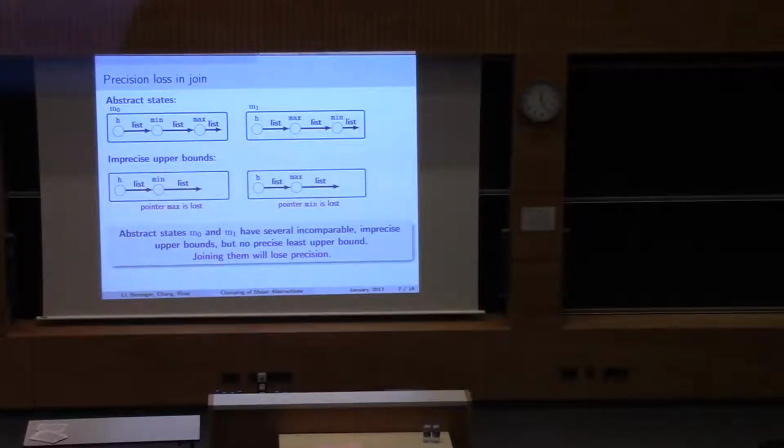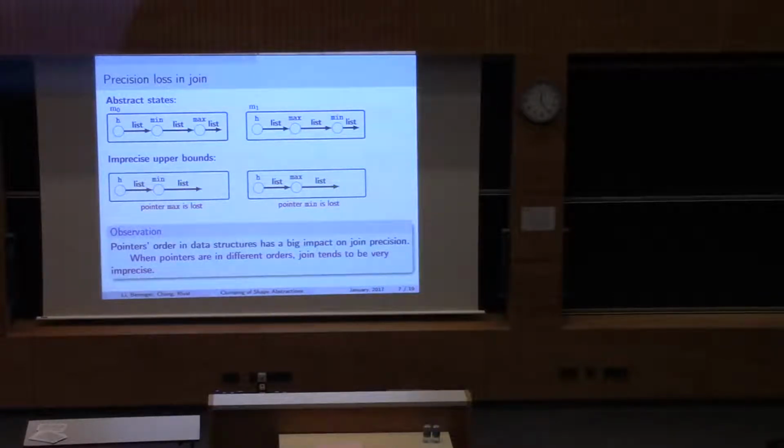Before introducing silhouette, let's first see when join will lose precision. To join these two abstract states M0 and M1, we need to compute an upper bound of them. Below, we show two upper bounds, which are both imprecise. The first one will lose pointer max, and the second one will lose pointer min. Actually, these two abstract states have several incomparable and imprecise upper bounds, but there is no precise upper bound. Therefore, joining them will definitely lose precision.